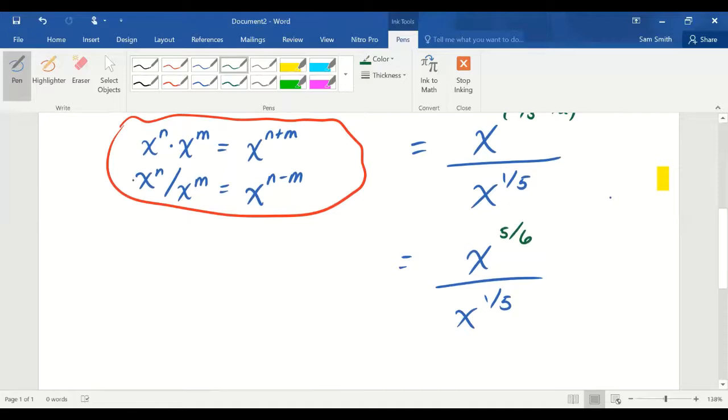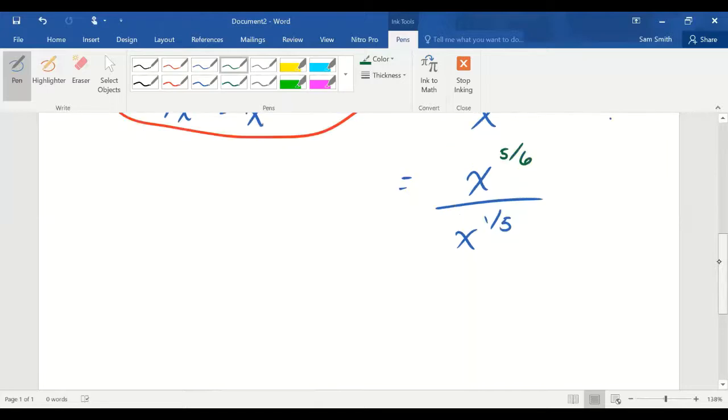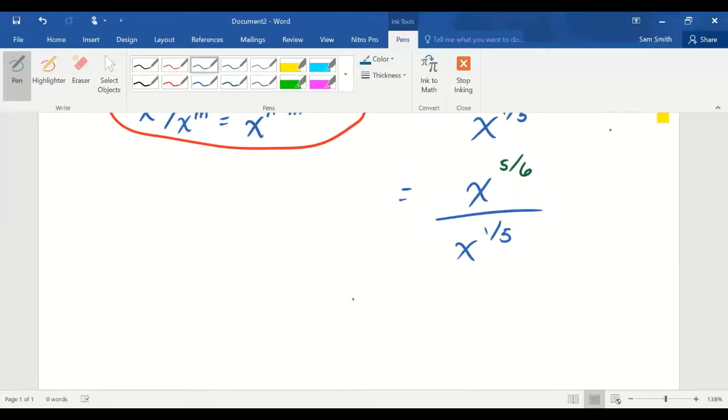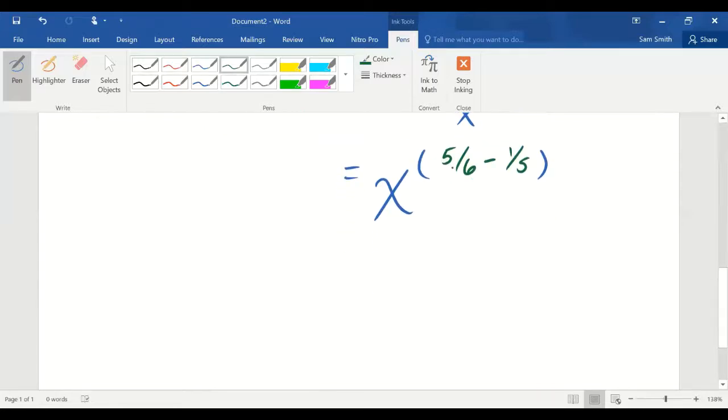So now I'm in the position of x to a power divided by x to a power. And the exponent rules say that you can combine that by subtracting the two powers. 5/6 take away 1/5. And I think that 5/6 minus 1/5 becomes 19/30. That's just some fraction arithmetic there. 5/6 take away 1/5 is 19/30.